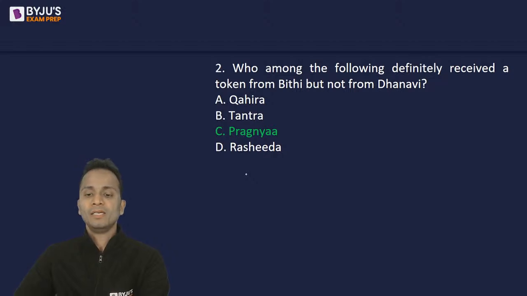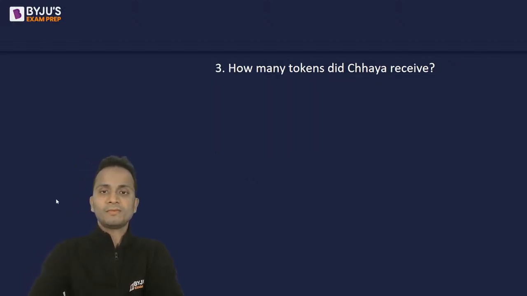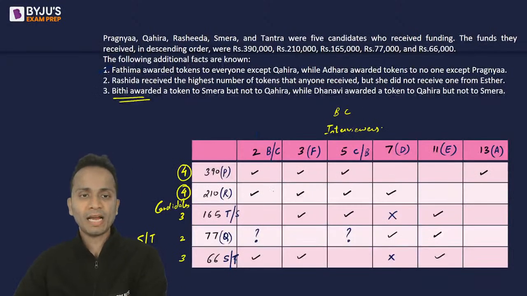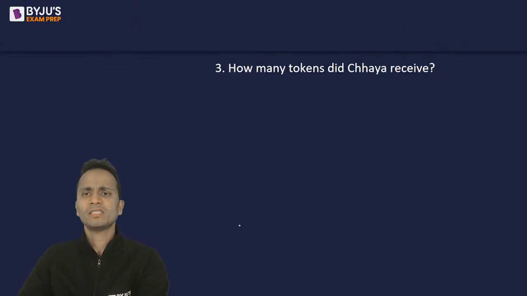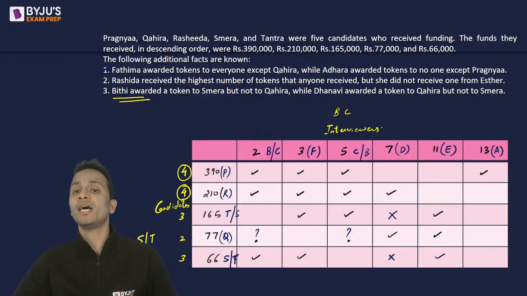Okay, let's move on to the third question. How many tokens did Chaya receive? So let's go back. Wait. Did Chaya receive? How many tokens did Chaya receive? No, Chaya must have awarded tokens. Okay, so it should be awarded. How many tokens did Chaya award?